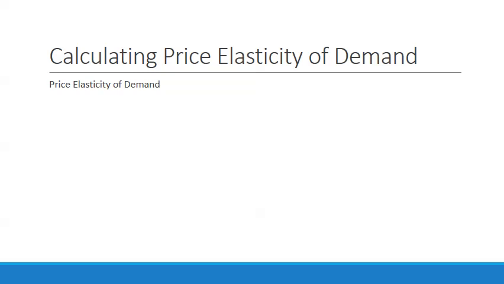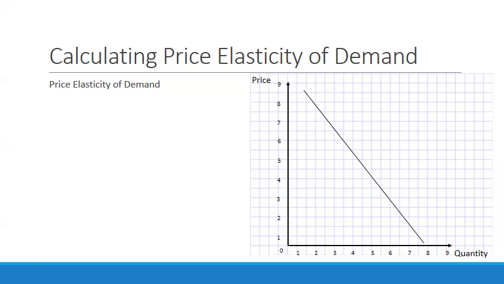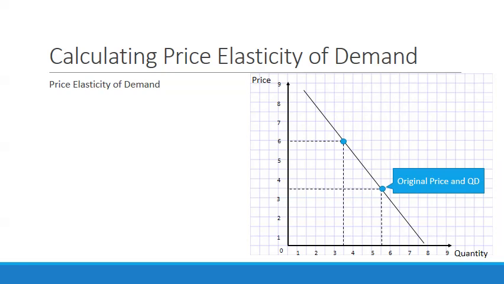Okay, we're going to put this into practice and look at price elasticity of demand. We'll bring our graph up with our demand curve, and we'll plot a couple of points. On our first one, we have a price of $3.50, which creates a quantity of 5.5, and that's our original price. Then we take our second point, and we've got a price of $6 with a quantity demanded of 3.5, and that's our new price and quantity demanded. So there's our original and there's our new.